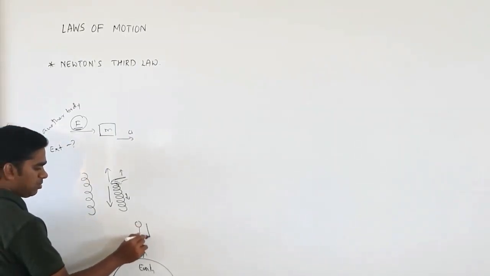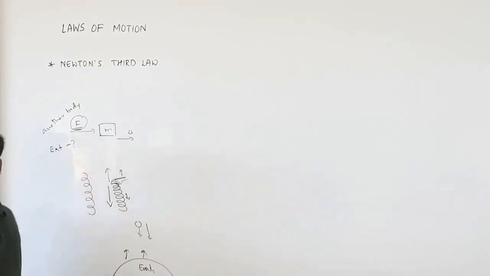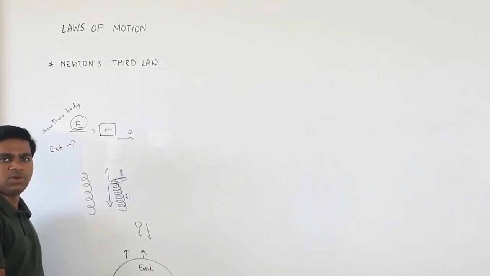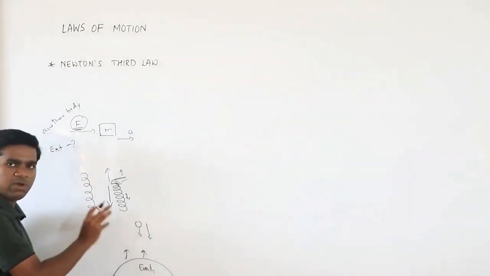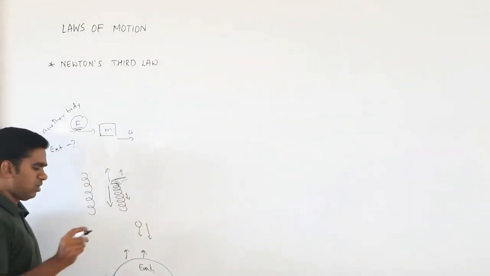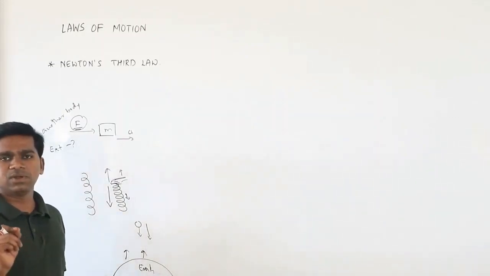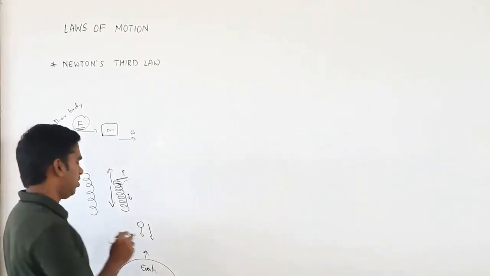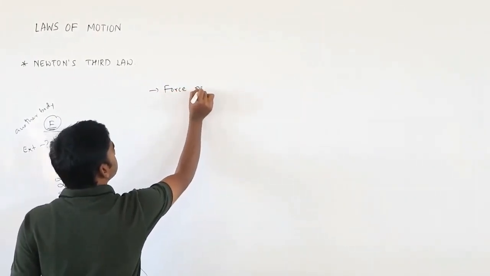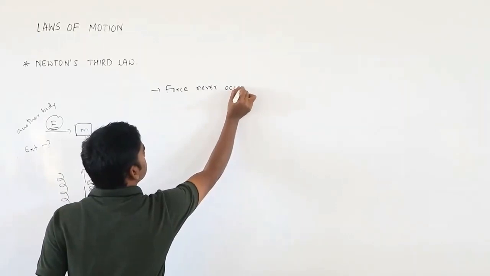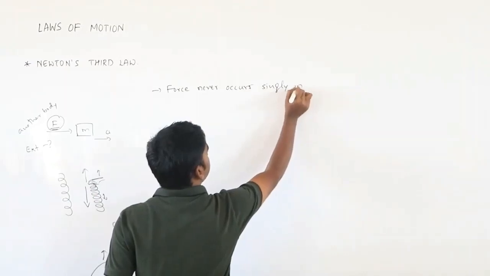Then we can see the ball moving in the downward direction, but we can't see Earth moving. The reason he would give is its huge mass. We can't see the effect of the force applied by the small object on the very big Earth. But what he suggested is that in nature, force always exists in pairs. The force never occurs singly in nature.